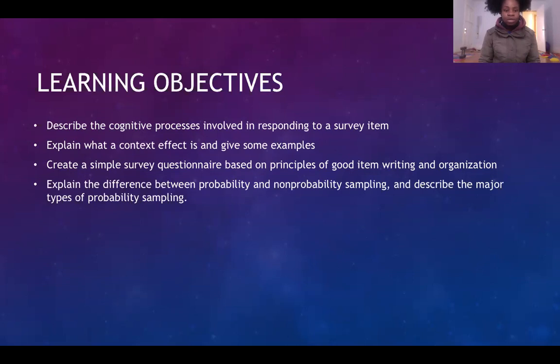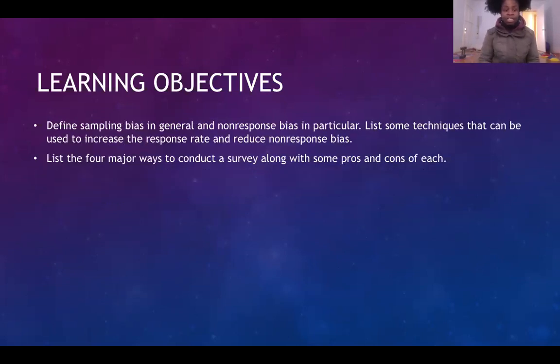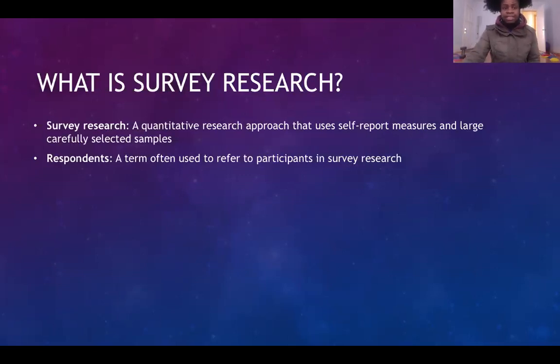Can you explain what a context effect is and give some examples? Can you create a simple survey questionnaire based on principles of good item writing and organization? Can you list the 4 major ways to conduct a survey along with some pros and cons of each? Use these learning objectives to quiz yourselves at the end of completing all your tasks for the week. Your tasks for the week usually consist of reading the corresponding chapter, completing the quiz, maybe watching the lecture video, etc. Okay? So let's get into it.